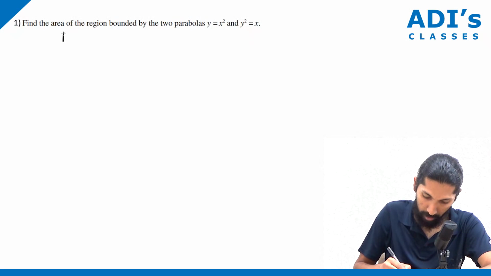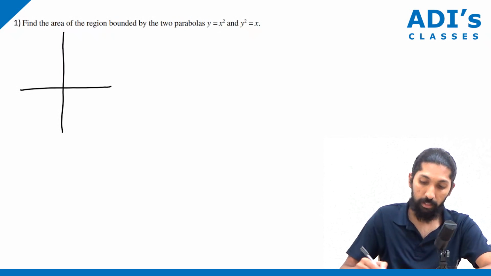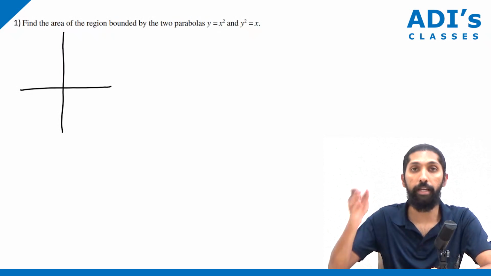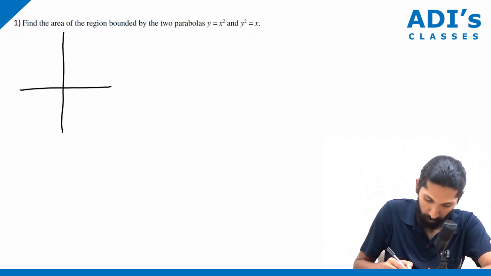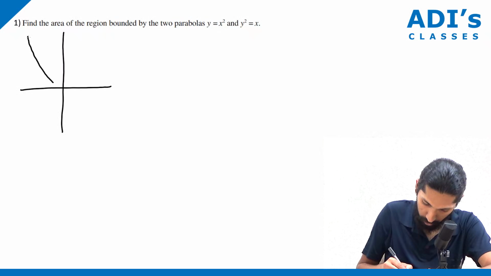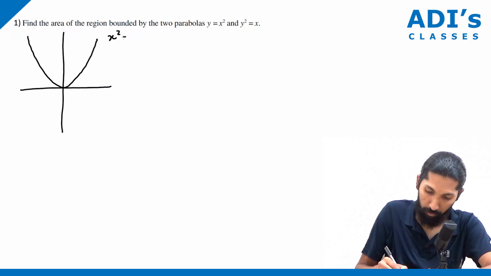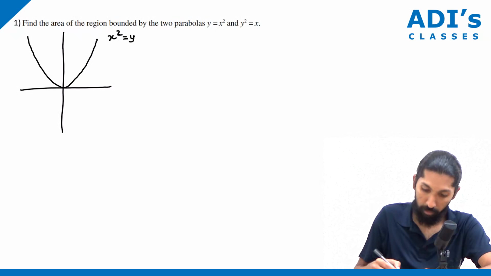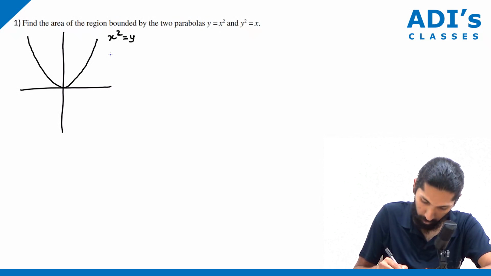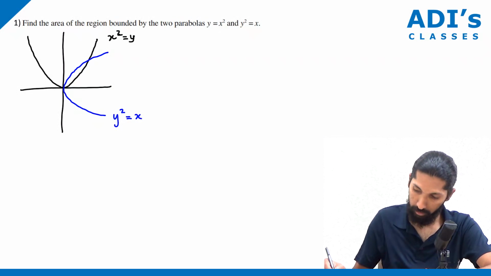First thing we have, the x and y axis. Alright. First, let's start with y is equal to x square or x square is equal to y. Up opening parabola, isn't it? So, we have this. Now, this is x square is equal to y or y is equal to x square. Well and good. The next one is y square is equal to x. So, y square is equal to x is going to be something like this.